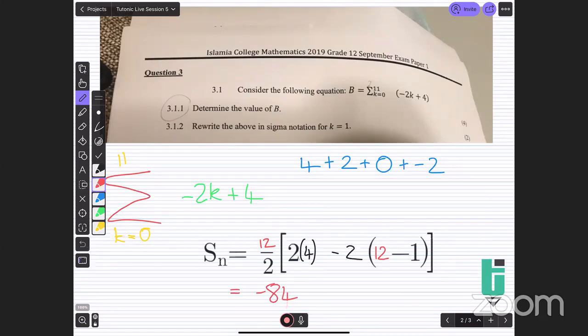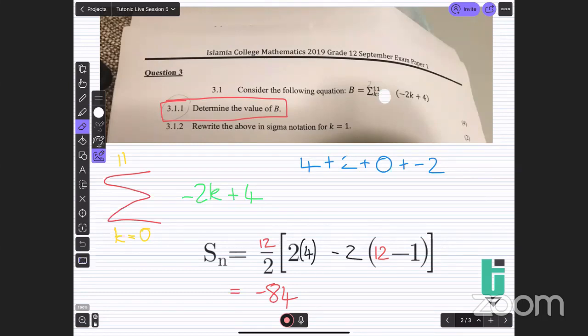Okay, so that's B. Is everybody happy with 3.1.1? Yes. Okay, so now it says rewrite the above in sigma notation for k equals 1. When they say rewrite, do they mean write the sequence, like the series? I'm assuming they mean in sigma notation. So you write it as they give you. So do you just replace it with 1?